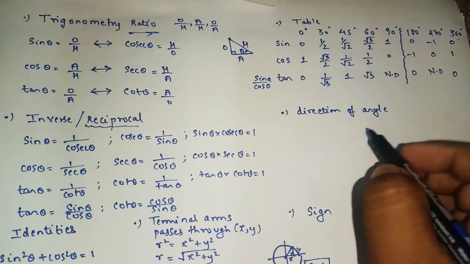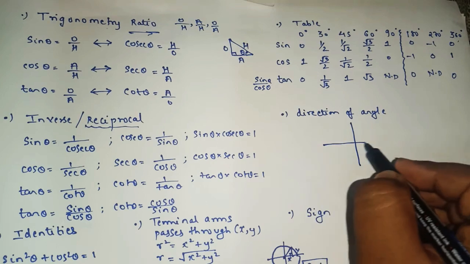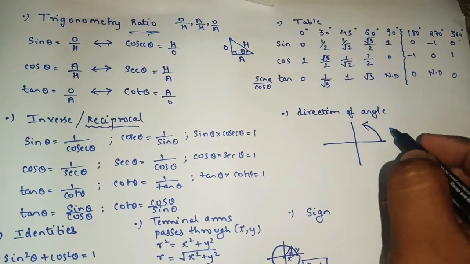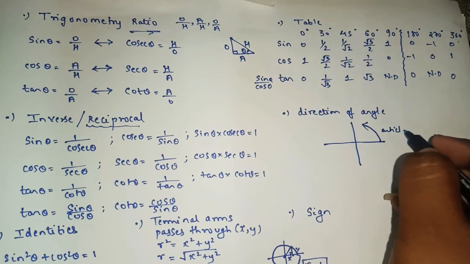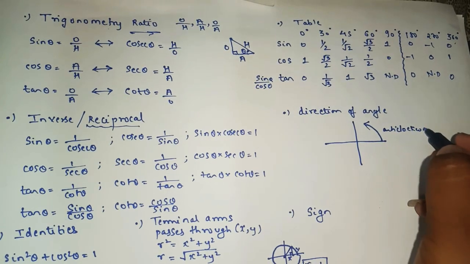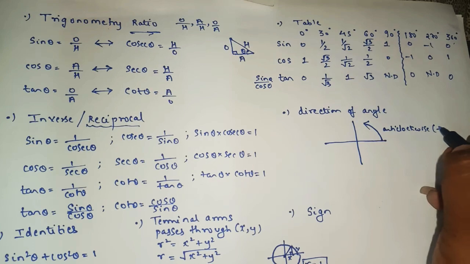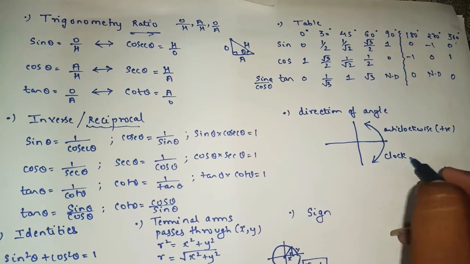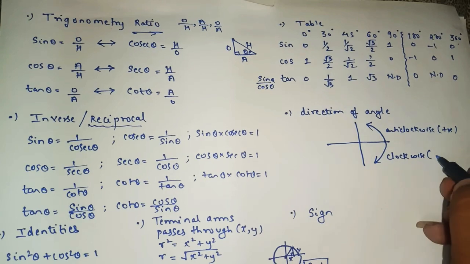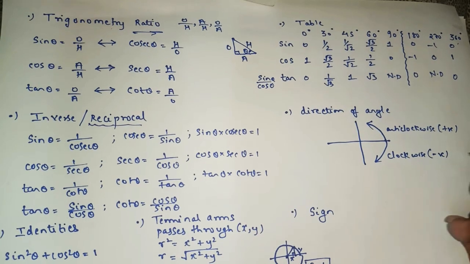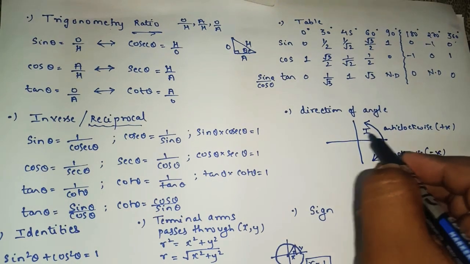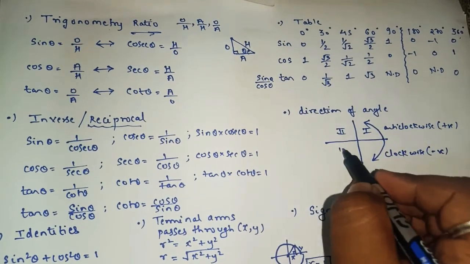So we know that directions of angle: when the angle moves in anti-clockwise direction, the angles are positive. When it moves in clockwise direction, the angles are negative. Okay, so this is the first quadrant, this is the second quadrant, this is the third, and this is the fourth quadrant.